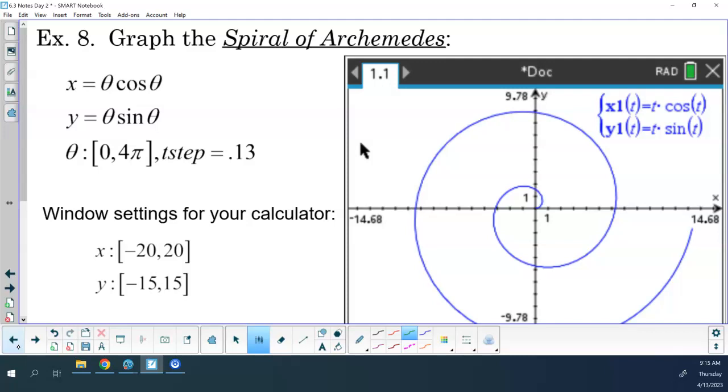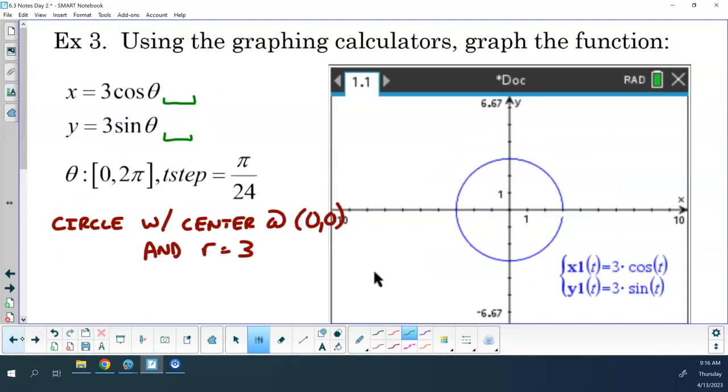Second key, got to know it, is if you're dealing with trig functions and you're in radians, your calculator needs to graph in radians. Now, we could have gone back in with this circle, when we got that little sliver, and made our t step 0 to 360, and then it would have gone all the way around, because then we would have been in degrees.